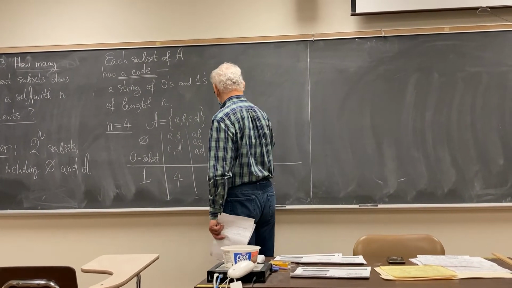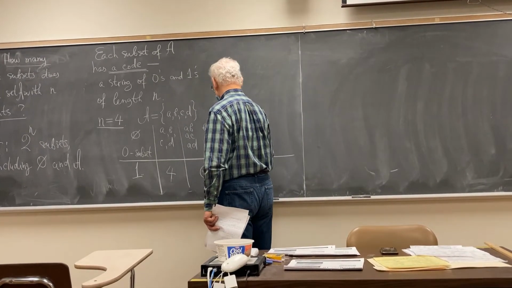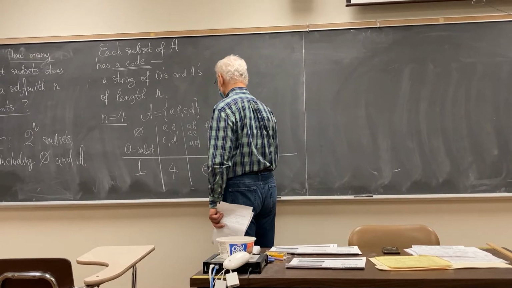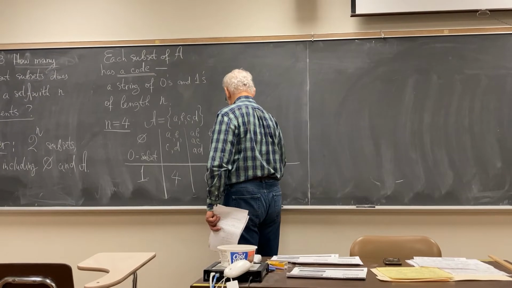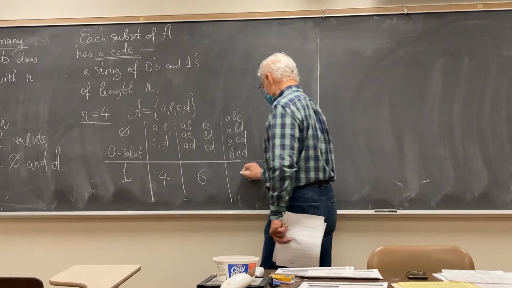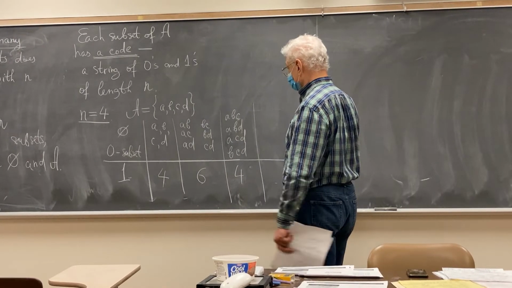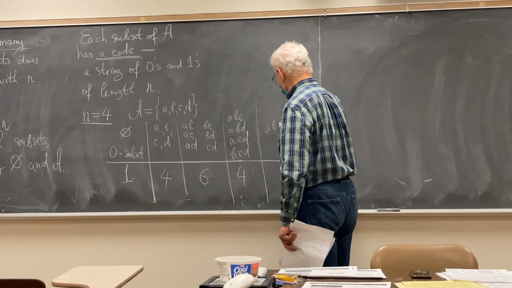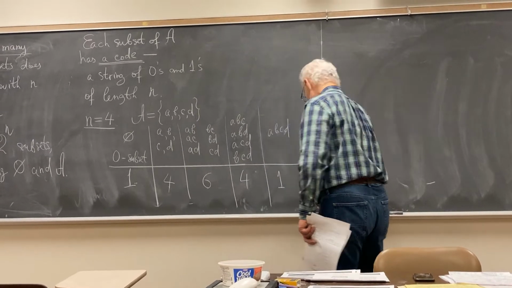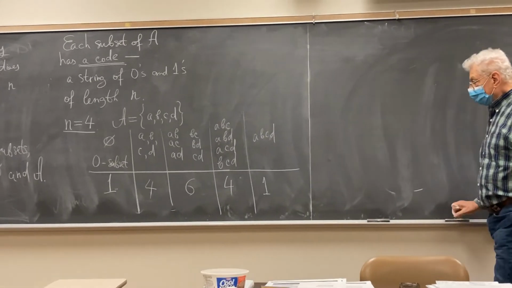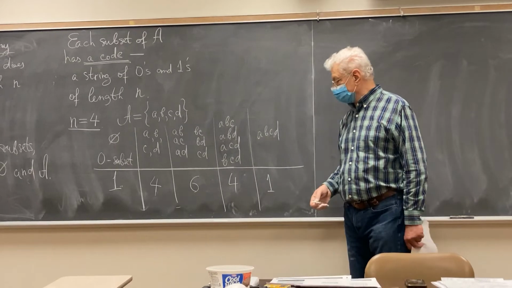Next is triple ones. ABC, ABD, BCD, oh no, sorry, ACD first, and then BCD, and that's it. So we have 4 again. Next you take the whole set, which is ABCD, so it's 1 of them. Okay, so we know exactly how many subsets of each type you have.